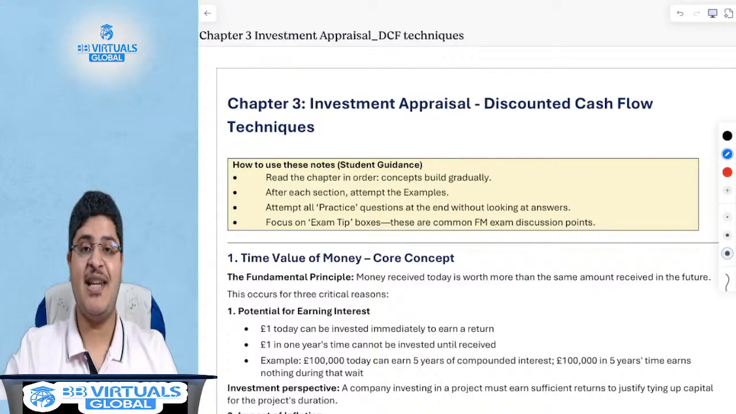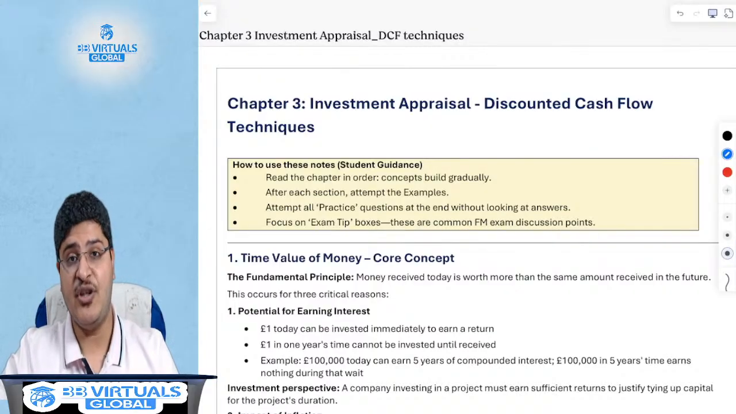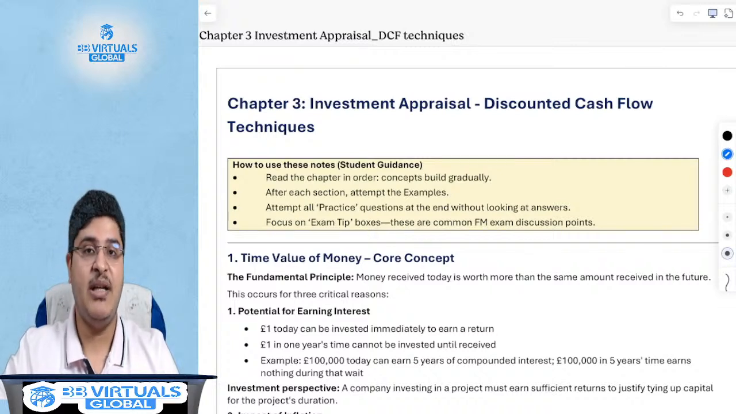Without further ado, let's come to the concepts of the class for today. Today, we are going to discuss chapter 3, which is investment appraisals using discounted cash flow methods.